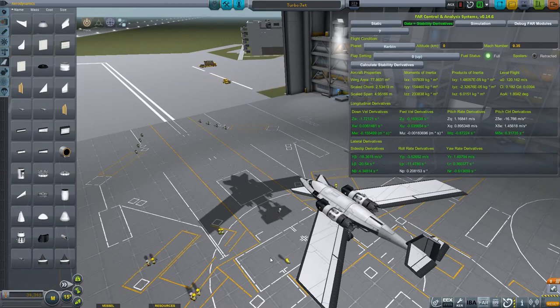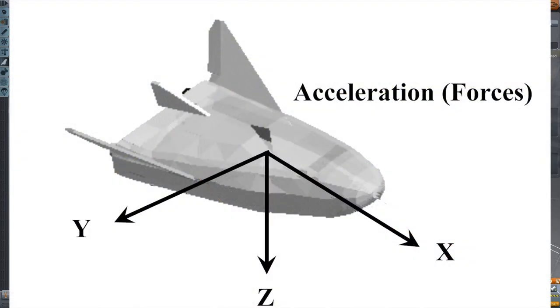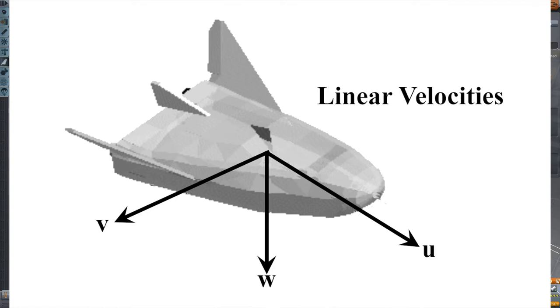First, let's talk about what all these letters mean. X, Y, and Z are accelerations, i.e. forces, in the three directions, things such as lift and drag. U, V, and W are linear velocities in the X, Y, and Z directions. Basically, your speed.